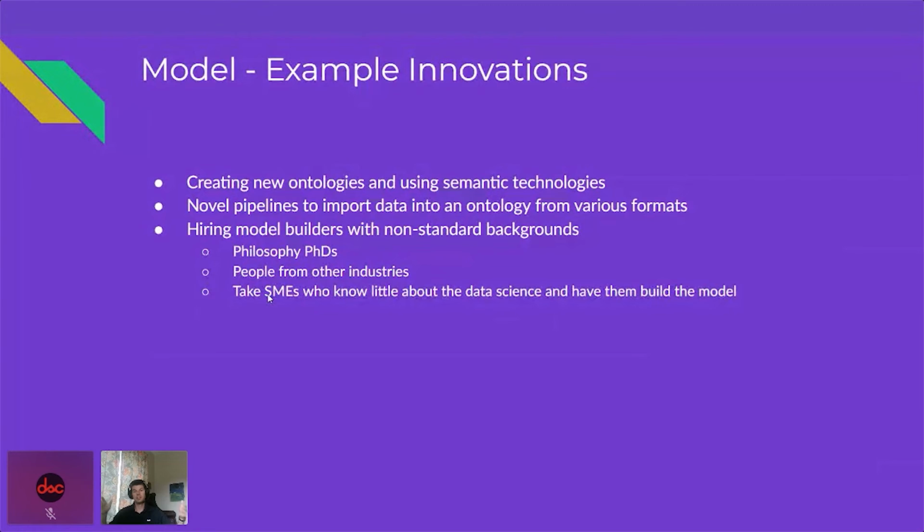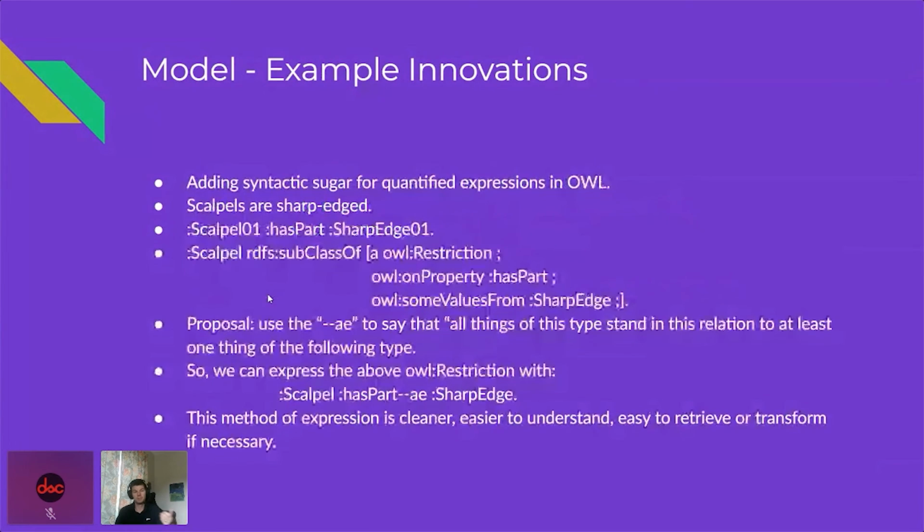Or take someone like myself, who's a philosophy PhD, wouldn't have thought of myself in a data science role. I think I bring a unique perspective because I came from a philosophy background, right? Take some people who don't have data experience, but who have subject matter expertise and try and put them into that role. The more diversity you have in the building of the models, the more interesting and innovative models you might end up with. Okay.